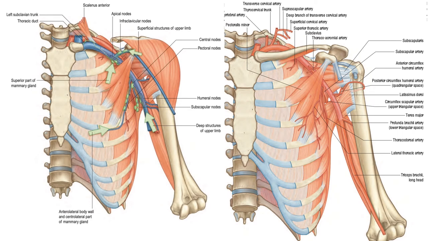Now, after seeing the superficial and the deep relations of pectoralis minor muscle, let us see the structures related with the superior border and inferior border of pectoralis minor muscle. Let us see the illustration present on the right side. If this is the superior border of pectoralis minor and this is the inferior border of pectoralis minor, then the inferior border of pectoralis minor is related with the artery named lateral thoracic artery, along with which we have the lateral thoracic vein. The superior border of pectoralis minor is related with the superior thoracic artery, which you can see here. The superior thoracic artery descends down over the pectoral region and then comes in relation with the superior border of pectoralis minor muscle.